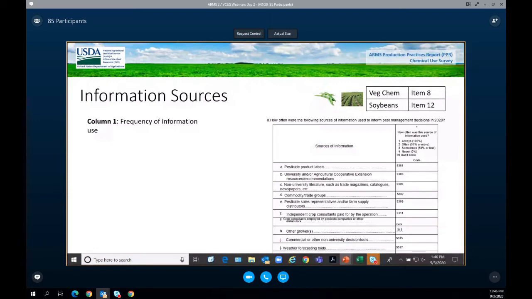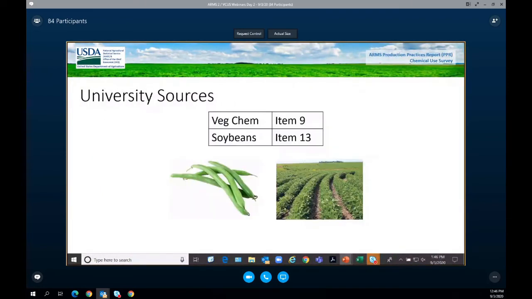And of course, we know growers also talk to their neighbors, other growers, and they use other commercial and non-university decision tools. Weather forecasting tools is another very common one. And I'm sorry, it looks like part of these have gotten cut off, so there are other options that maybe weren't showing up on the screen.